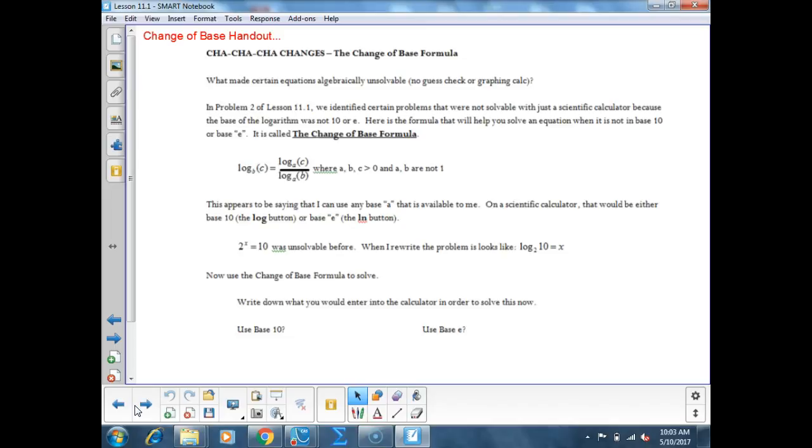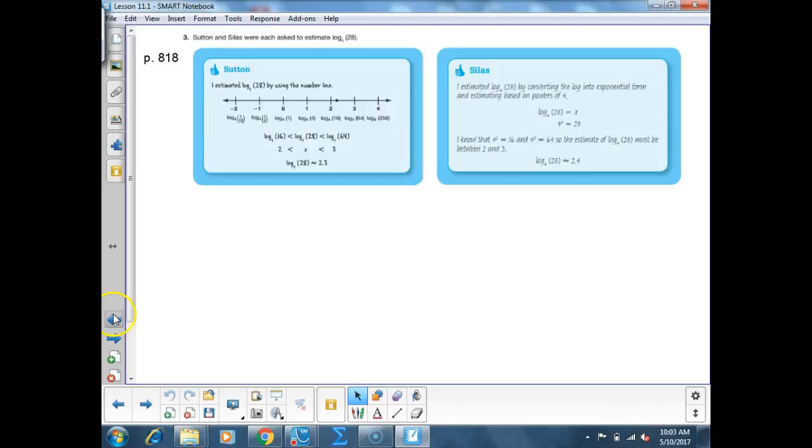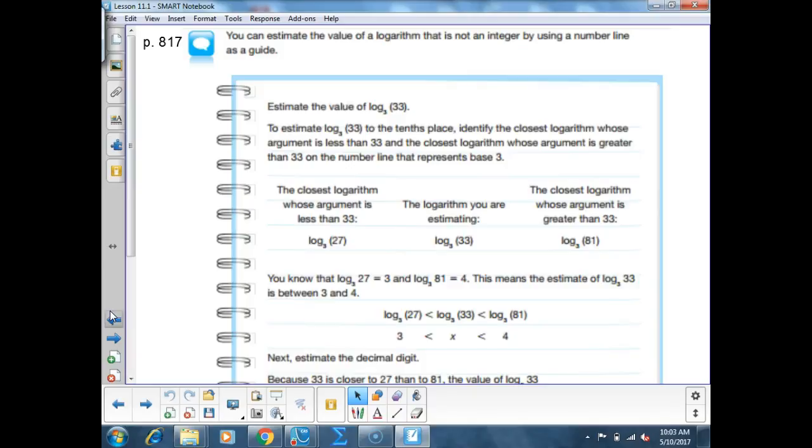So today, I shouldn't say it, yesterday, I think is a better way of saying it. Yesterday, we were estimating what the value of logs were. And the big question that we had yesterday was log base 3 of 33. And that's where we started yesterday, bless it, by the way. Okay? We started with that one yesterday.